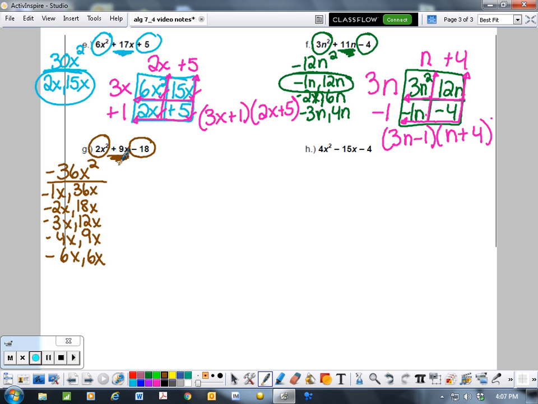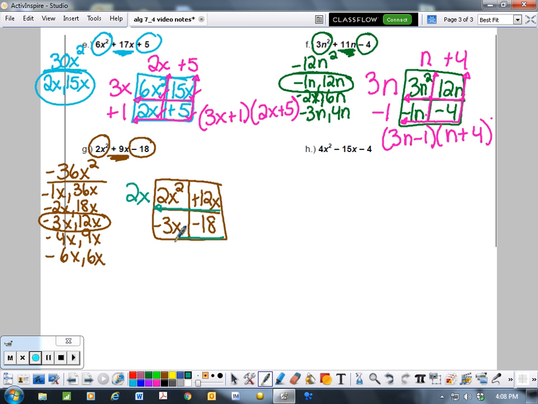Positive 9. There we go. Negative 3 and positive 12. So I draw the box. And we have 2x squared, negative 18. We have a negative 3x and a positive 12x. So now we're just looking for common factors. So across this way, we've got 2x. Across this way, we have negative 3. Up, we have x. And up, we have, I'm not sure.